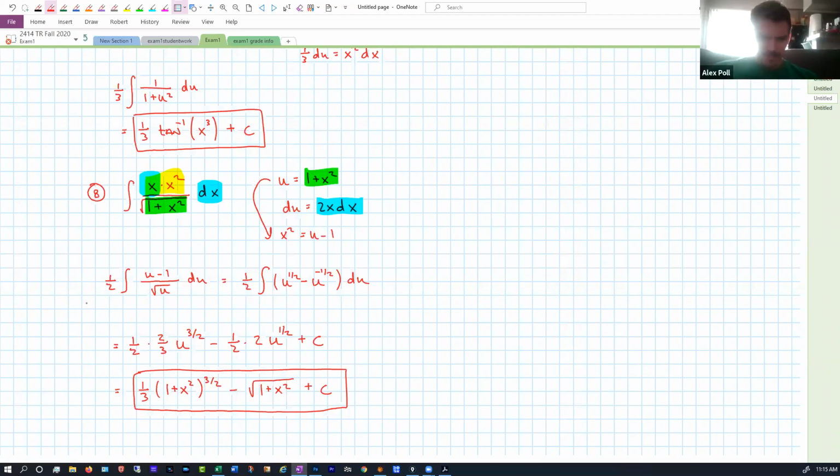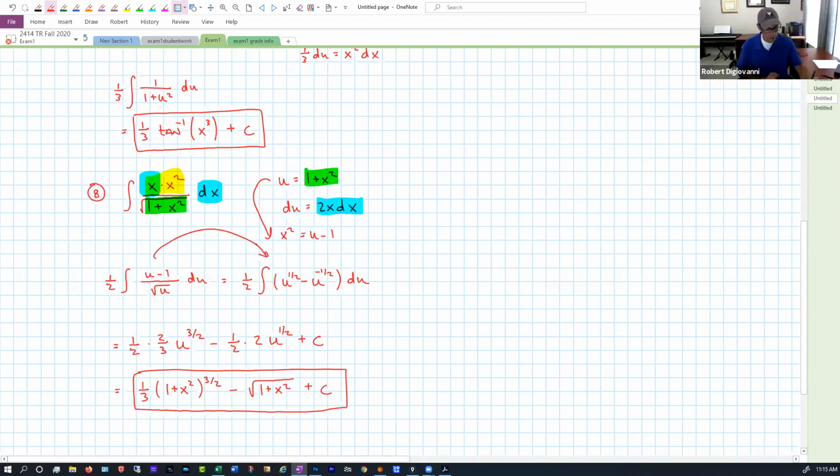Were there any others that you wanted me to discuss? Real quick, when you have u over 1 over the square root of u, how do you go from there to the next part where it's u? This right here? Yeah. I split it into two. So I do u over the square root of u minus 1 over the square root of u. So split it into two, right?